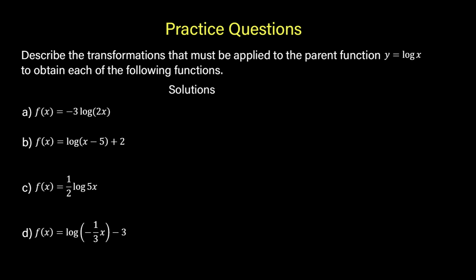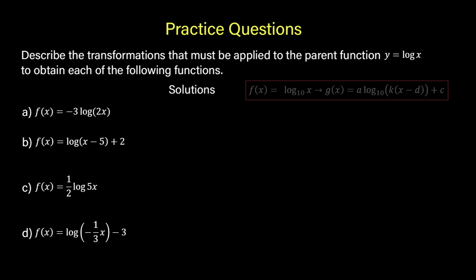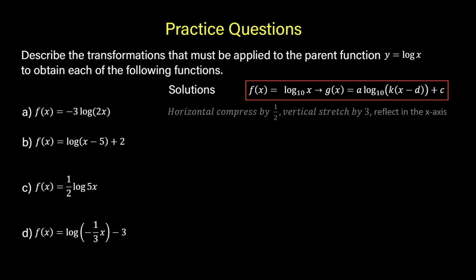Solutions. Recall that the transformation formula for the function log of x is a log of k times (x minus d) plus c. A. Since k equals 2, and it's greater than 1, 1 divided by k is less than 1. Therefore, you should horizontally compress by a factor of 1/2. Since a is -3, you should vertically stretch the graph of the parent function by a factor of 3 and reflect it in the x-axis.